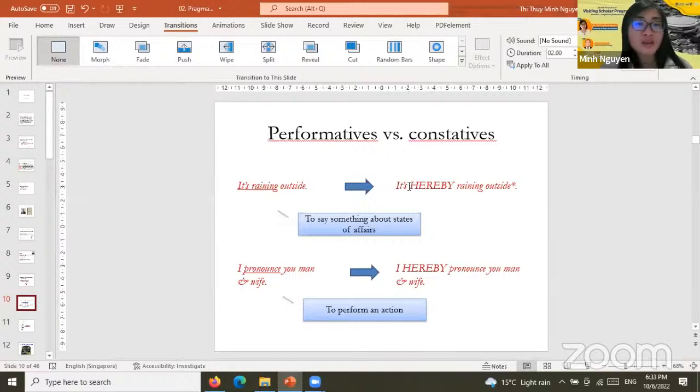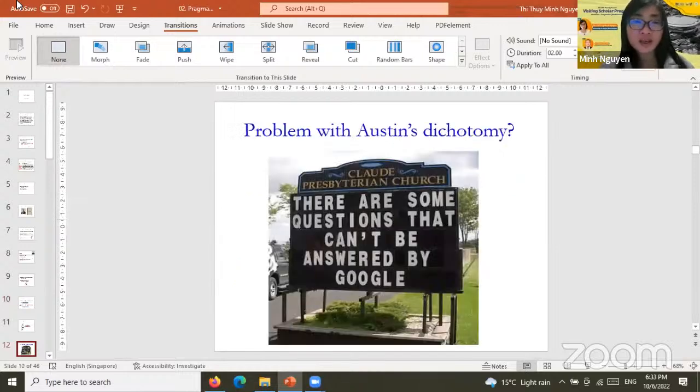So you cannot say it's hereby raining outside. It doesn't make sense. But you can say, I hereby pronounce you man and wife. And of course, pragmatically or functionally speaking, constatives are used to say something about the state of affairs, to describe what is happening in the real world, whereas performatives are used to perform an action. This is a very important observation, because it makes sense. But if we think carefully, there's a problem with Austin's distinction between constatives and performatives.